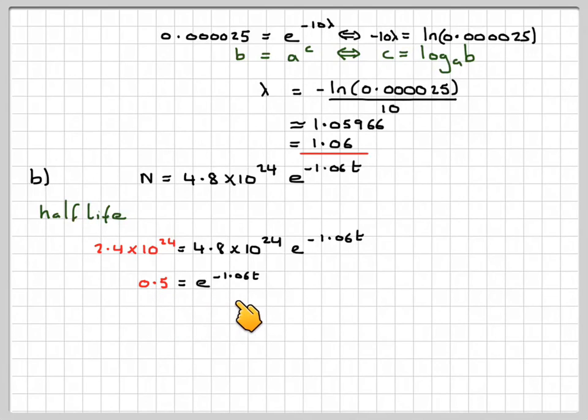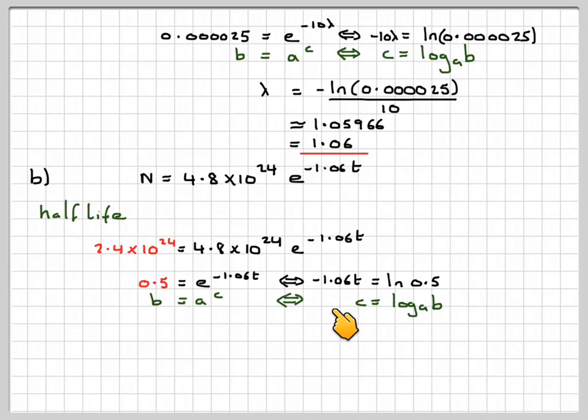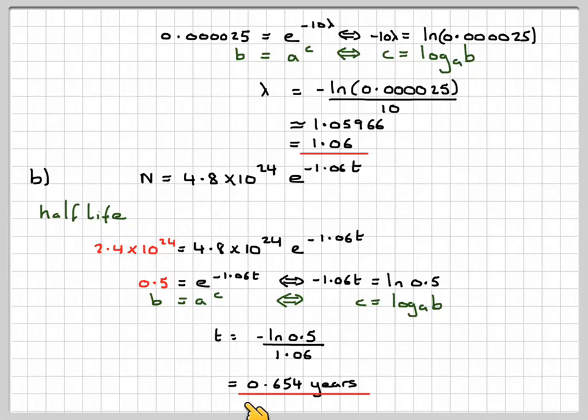So b = a^c implies that c is equal to log_a of b. Therefore -1.06t will be equal to ln, log to the base e, of 0.5. So t will be equal to minus ln of 0.5 divided by 1.06, which is equal to 0.654 years.